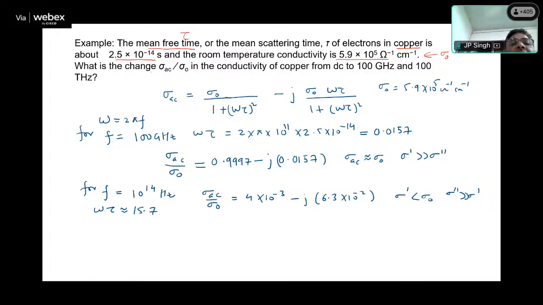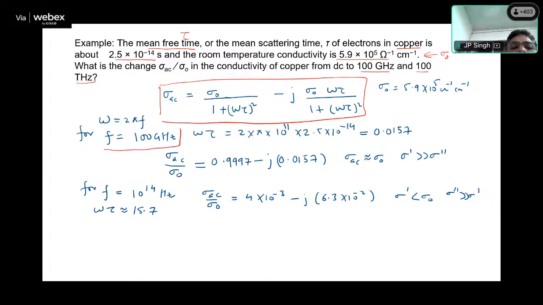Now we need to figure out the ratio of AC conductivity to DC conductivity, if I change the frequency for two different frequencies, 100 gigahertz and 100 terahertz. If I put an electric field varying at 100 gigahertz across this copper wire, we would like to figure out how its conductivity is going to vary. We have already discussed how the AC conductivity depends on frequency, so we know this formula. Now let us figure it out for a frequency of 100 gigahertz.